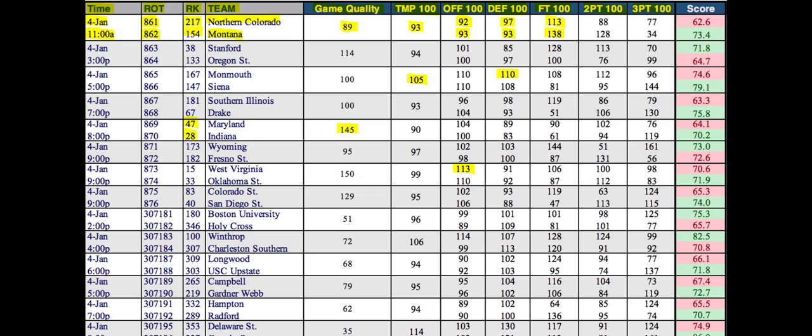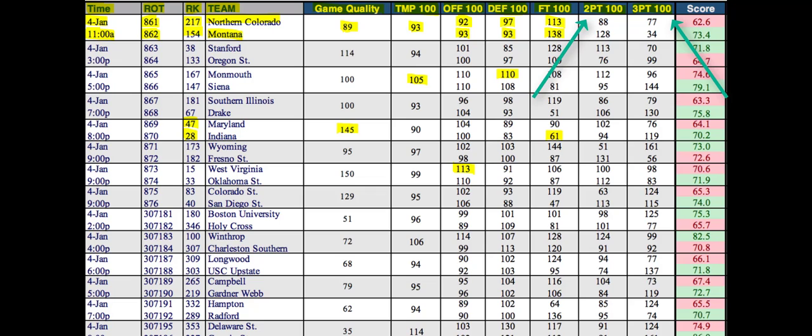Here, if we go to Indiana, we see that their point distribution does not generally come from the free throw line. They are 39% less distribution towards free throws than an average team. 2-pointers and 3-pointers work the exact same way.